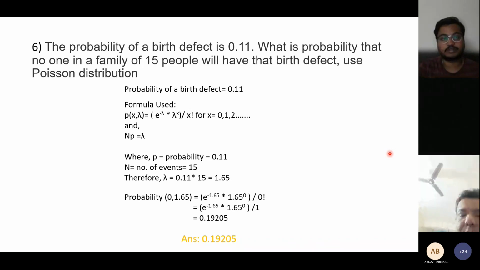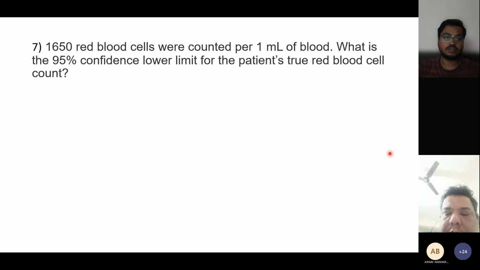Okay. So the seventh question is, 1650 red blood cells were counted per 1 ml of blood. What is the 95% confidence lower limit for the patient's true red blood cell count? May I ask a question? It's an upper limit. Yeah.